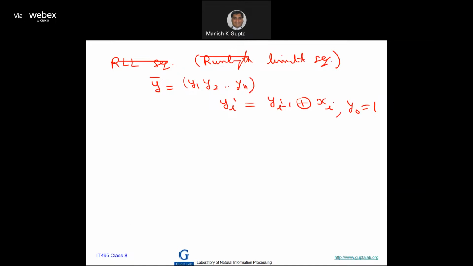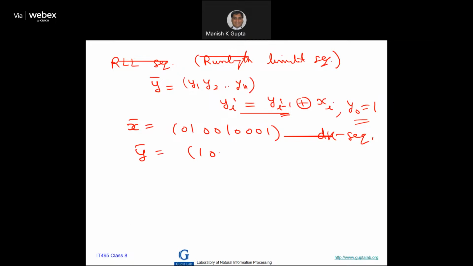Obviously, you can see that here it is i minus 1. So we require the y0 value. Y0, and then we add it to x1, and then keep on doing exclusive OR. So, for example, if x is 0, 1, 0, 0, 1, 0, 0, 0, 1, which is a decay sequence, then y turns out to be 1, 0, 0, 0, 1, 1, 1, 1, 0.